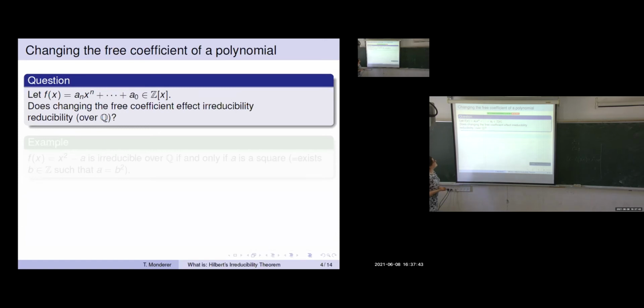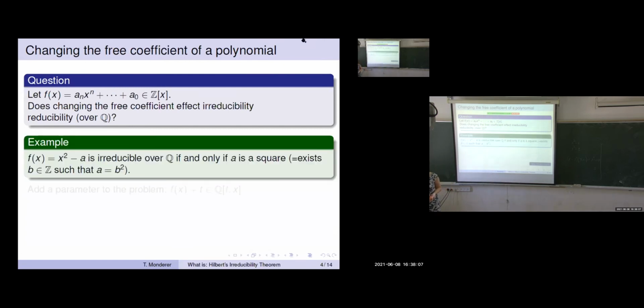Okay. So suppose I have a polynomial with integer coefficients. And I would ask, what happens if I change just the free coefficient, just a0, in this polynomial? How will it affect the reducibility or irreducibility of the polynomial I started out with? So let's demonstrate this with another degree 2 polynomial. Suppose my polynomial is x squared. Let's assume x squared plus 0, right?